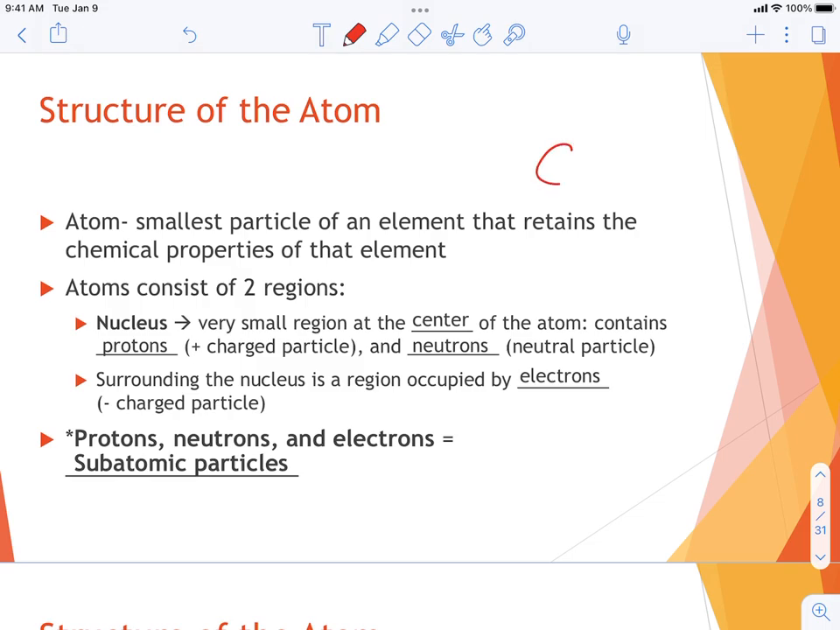So if you picture the nucleus, it contains our protons, which are positive, P and P. The number of protons is determined by what element you're using, which we'll talk about. And it contains neutrons. I put those as zeros because they are neutral charge. They don't have a charge. On the outside of the nucleus, we have our electrons. They are negatively charged.